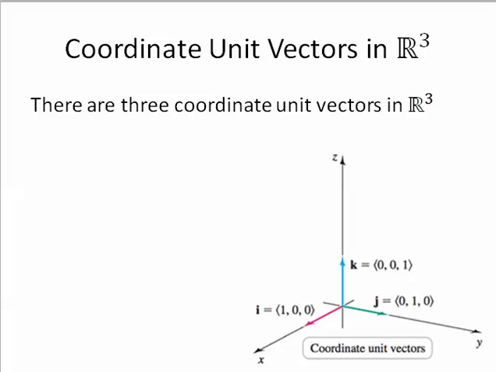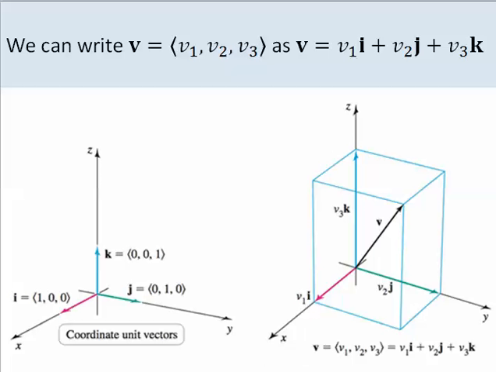There are 3 coordinate unit vectors in 3-dimensional space: i pointing in the x direction, j pointing in the y direction, and k pointing in the z direction. So the vector (v1, v2, v3) can be written v1 i plus v2 j plus v3 k.